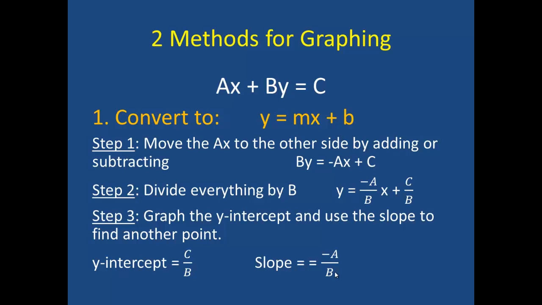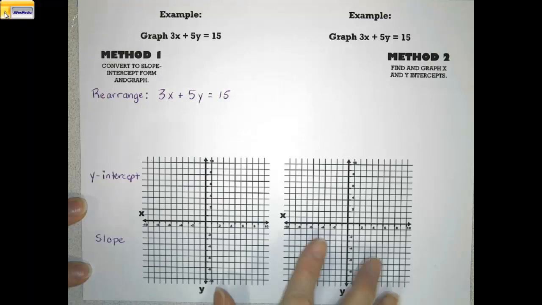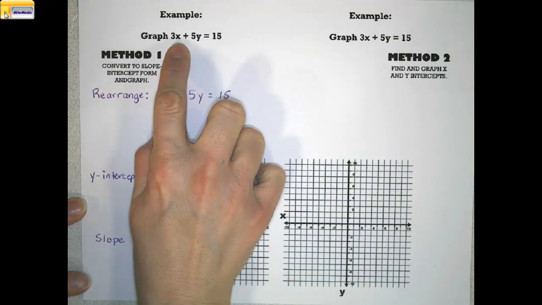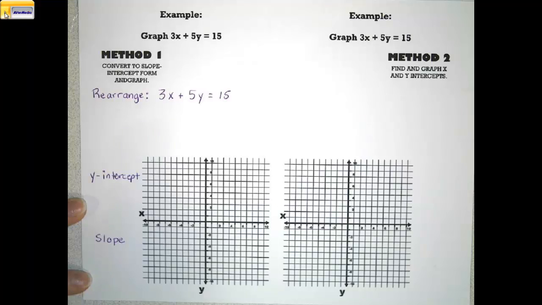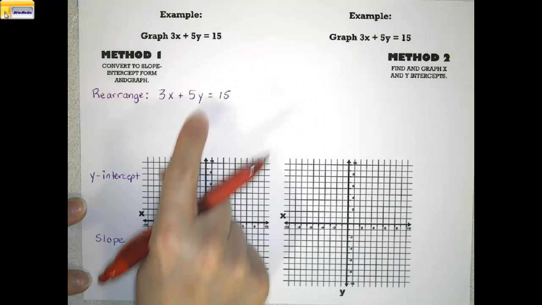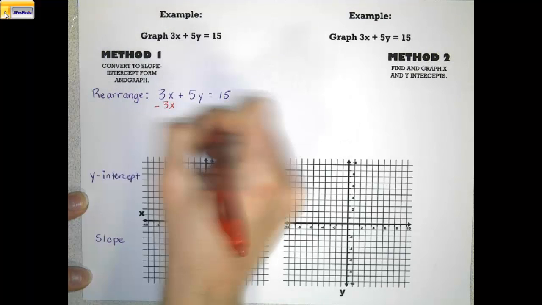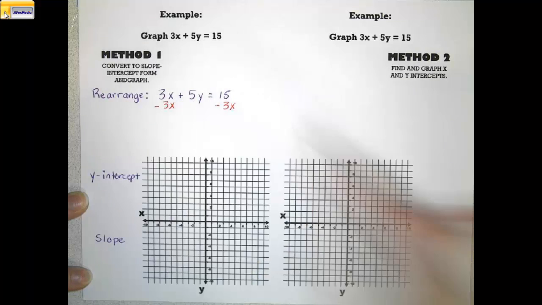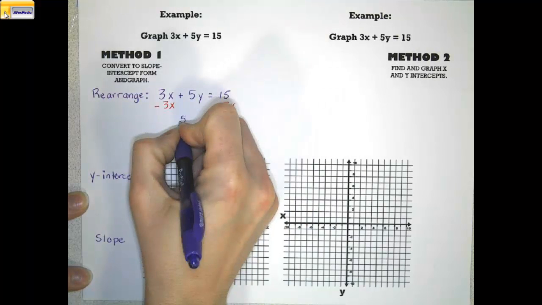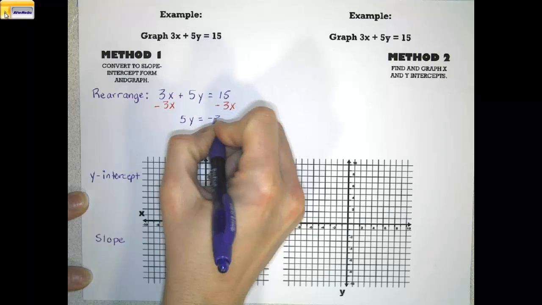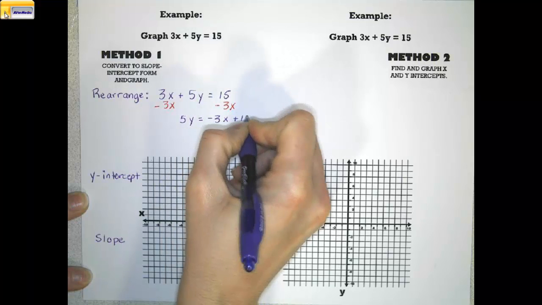Please go to the second page of your notes where we are going to take a look at how to do this. In this first example, we have the equation 3x plus 5y equals 15. Our first step is going to be to rearrange this equation into slope-intercept. In order to get y by itself, I am going to first subtract 3x from each side. In doing so, I will get 5y equals negative 3x plus 15.